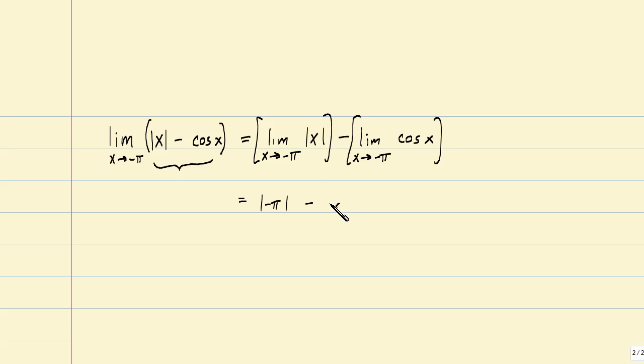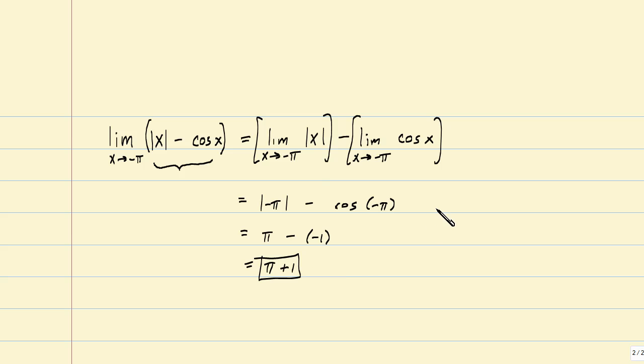So this should be cosine of negative pi. The limits are gone now. We're just evaluating things. That, of course, is positive pi, and the cosine of negative pi, of course, is negative 1. So it looks like this is pi plus 1.